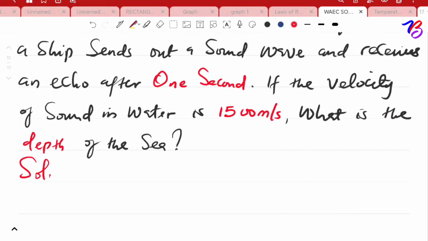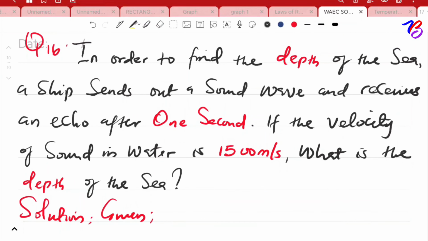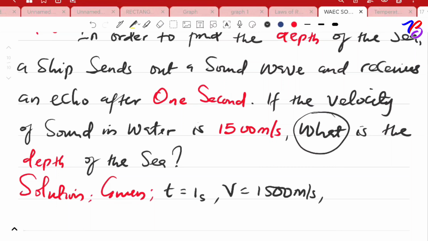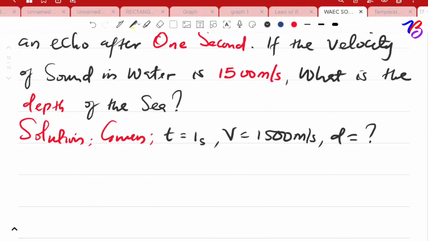So let's begin to extract the triune parameters. You agree with me that 3 things are common here. So let's begin. The first is the time, 1 second, given in order to find the depth. The second parameter is the velocity, which is 1500 meters per second. Then we are asked to find the depth, which is the same thing as distance, and it is unknown. So you can see the triune components here given. Learn this for better understanding.